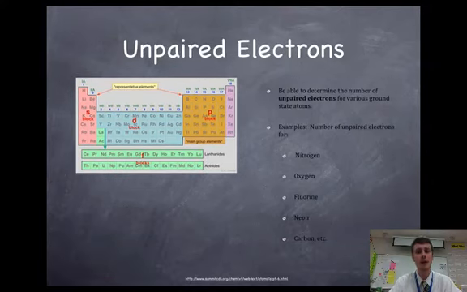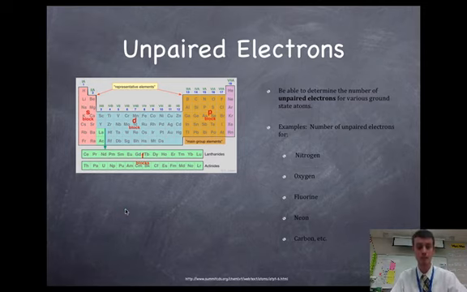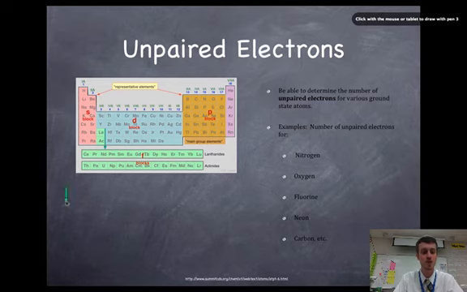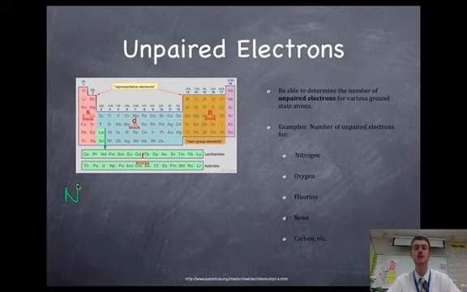Alright, unpaired electrons. You need to be able to tell me the number of unpaired electrons in a ground state atom. So, for example, if I give you nitrogen, I want you to be able to tell me how many unpaired electrons it has. First, you need to know how many valence electrons it has.